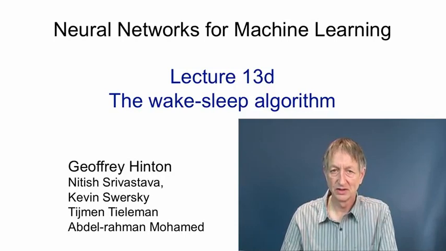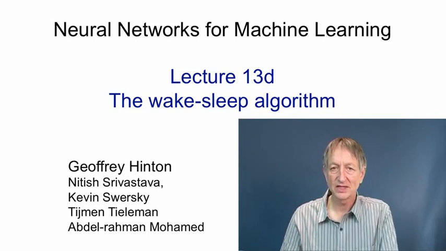In this video, I'll describe the first way we discovered for getting sigmoid belief nets to learn efficiently. It's called the wake-sleep algorithm, and it should not be confused with Boltzmann machines. They have two phases, a positive and a negative phase, that could plausibly be related to wake and sleep. But the wake-sleep algorithm is a very different kind of learning, mainly because it's for directed graphical models like sigmoid belief nets, rather than for undirected graphical models like Boltzmann machines.